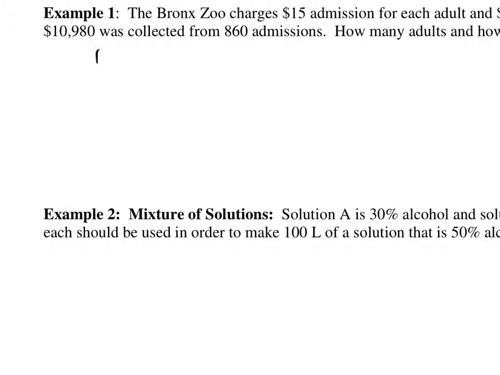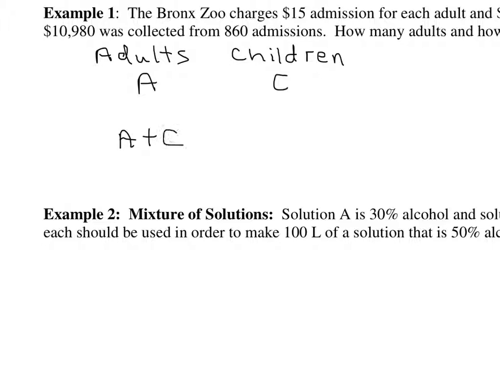We have adults and we have children. We need to find out how many adults were there. Let's call that A. How many children were there? Let's call that C. We have a total of 860 admissions. So the adults plus the children must equal 860. That makes sense. So that's just the number of tickets.